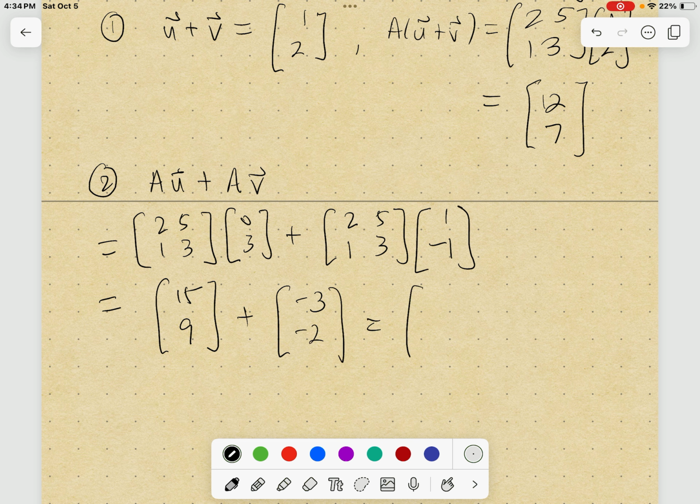And this, in fact, does give you (12, 7), which checks out, right? You get the same thing as before. So maybe I should put it here, because I'm checking that you do get the same thing.